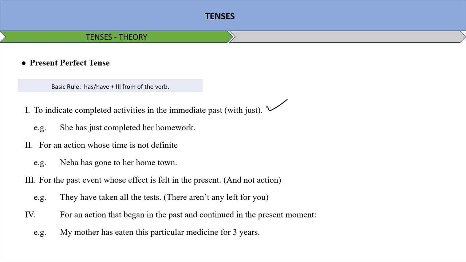So when did she go? You don't know, but recently. You know that this is a recent thing, so you just say it in this form.